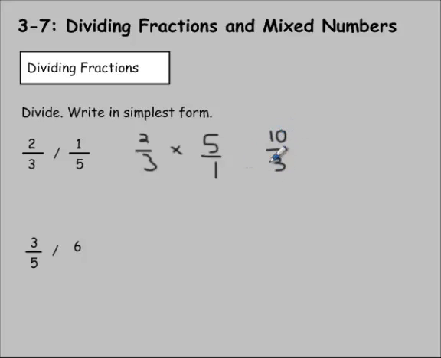All right, this is an improper fraction, so we have to simplify this. 3 goes into 10 3 times, and then 3 times 3 is 9, so 1 left over, so it'd be 3 and 1/3 for our answer.